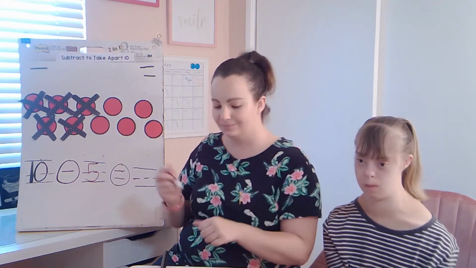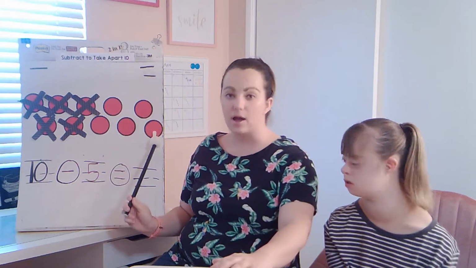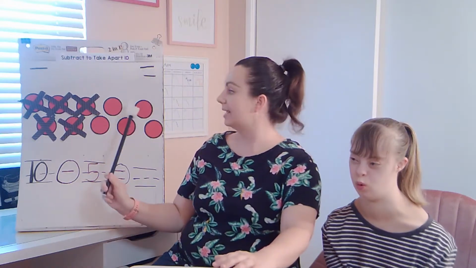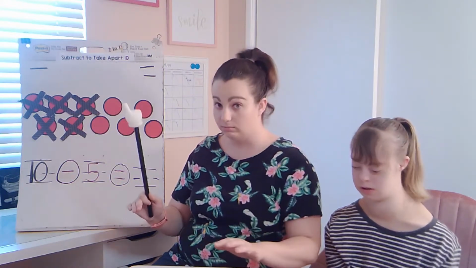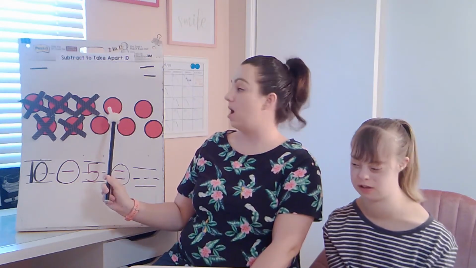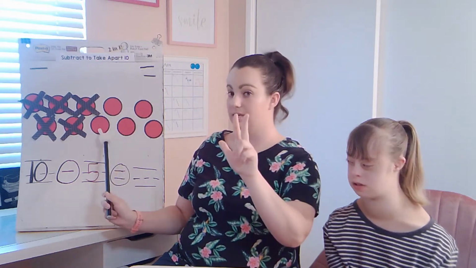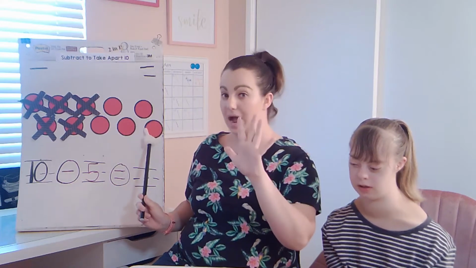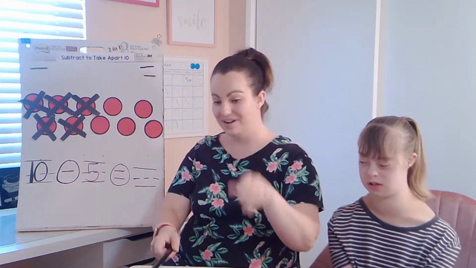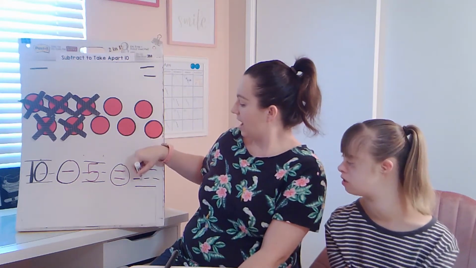What's the answer? So now we have to count how many are left. How many counters do we still have? So we're going to count the ones that aren't X'd out. You ready? We're going to count together. Set, count with me. 1, 2, 3, 4, 5. Yes, how many are left? I'll say 5. 5, yes. 10 take away 5 equals 5.